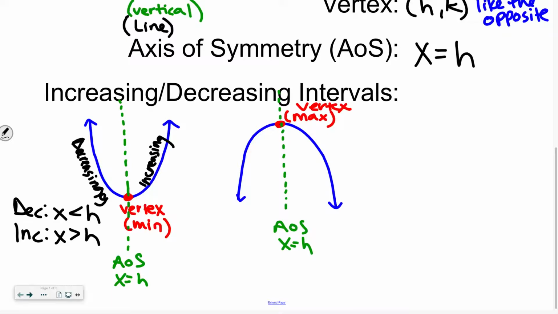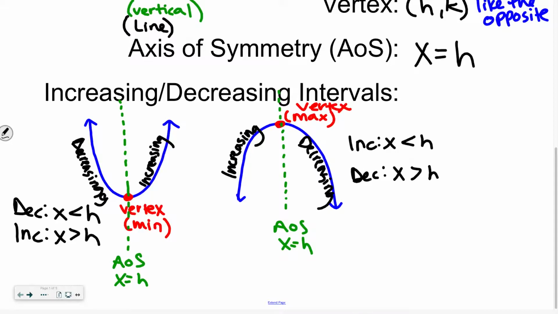And then looking at the parabola that opens down, that's going to flip-flop, right? If we're to the left of h, we are increasing. So our increasing interval is going to be x less than h, everything to the left. And when we turn, we're going to start decreasing. So we would say for all x's greater than h.